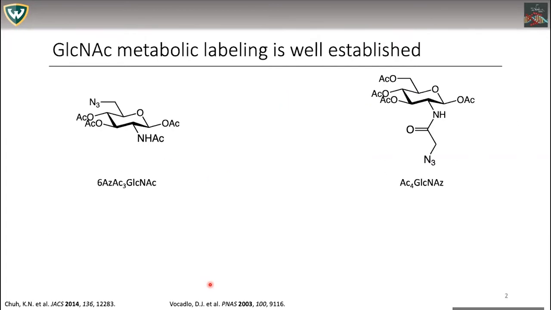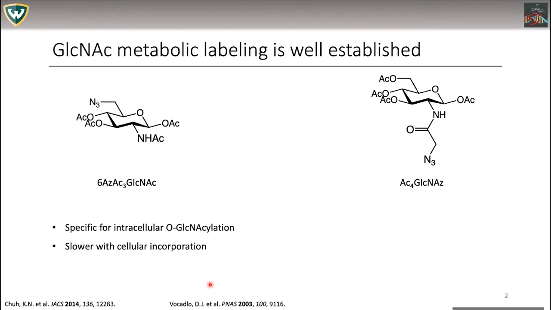And so we turned to GlcNAc metabolic labeling, which has been pretty well established in the last several years. Our main compound of interest with the tools that we want to look at is the 6-azido peracetylated GlcNAc. This sugar is very wonderful for what we're looking for specifically with O-GlcNAcylation, because it's very, very specific for intracellular O-GlcNAcylation compared to other metabolic labeling tools. It's, however, a bit slow with cellular incorporation, and I will touch on that in a moment.